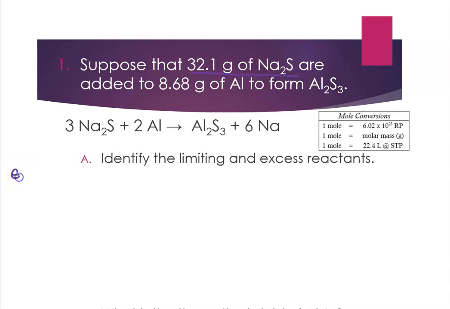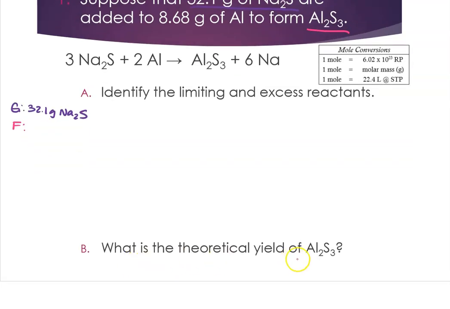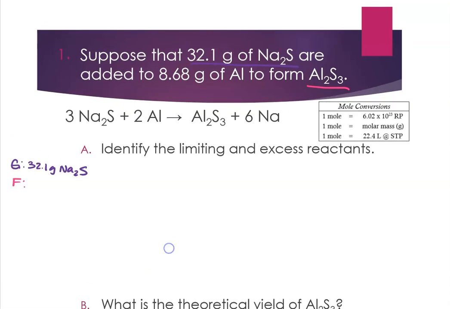32.1 grams of Na2S is my first given, and I'm trying to find Al2S3. Since no unit is specified down here either, it just says what is the theoretical yield, I'm going to default to grams. Anytime we are not given a unit for what we're trying to find or our yield, we always default to grams. And then since I am converting from grams of Na2S, I need to find the molar mass.